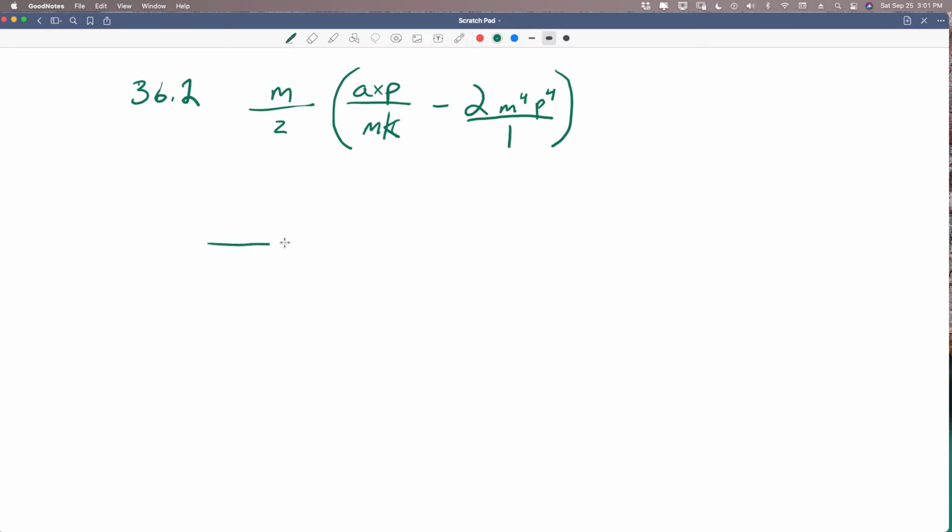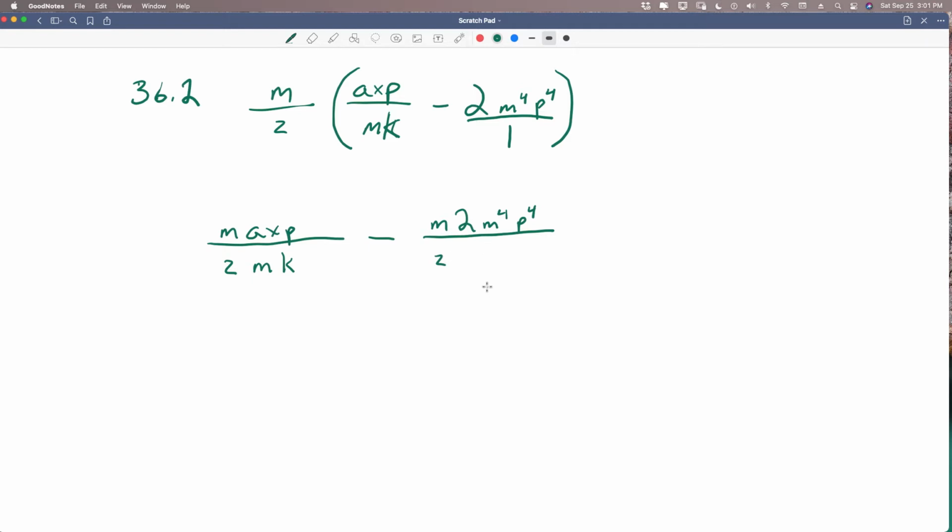So we write the first one, m AXP, Z on the bottom, MK, right? Minus, that's our operation. We put another line in here. M and Z is our first one. 2M, 4, P, 4. And we don't have to write the 1 because we know it's there, right? Anything times 1 is itself. That's what I meant to say.